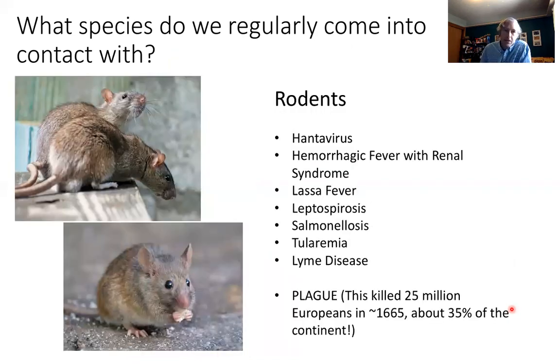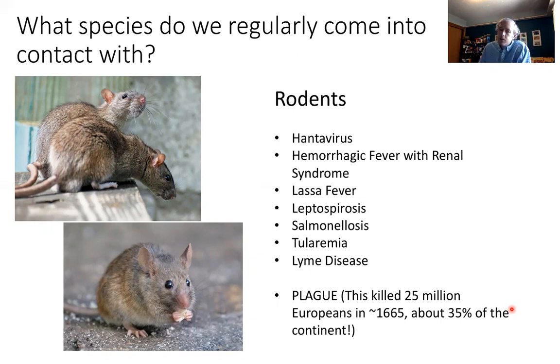Other species we regularly come into contact with that we might not want to are rodents. The rat population is usually higher than the human population in cities, as with the mouse population. Rodents get in very close contact with us, they end up living in our houses and all sorts of stuff, and they carry all sorts of diseases. Some of the ones you might have heard of are things like hantavirus, hemorrhagic fever with renal syndrome, that can be really nasty, Lassa fever, leptospirosis, salmonella again, tularemia, and the modern one that's come out relatively recently in the 80s, Lyme disease.